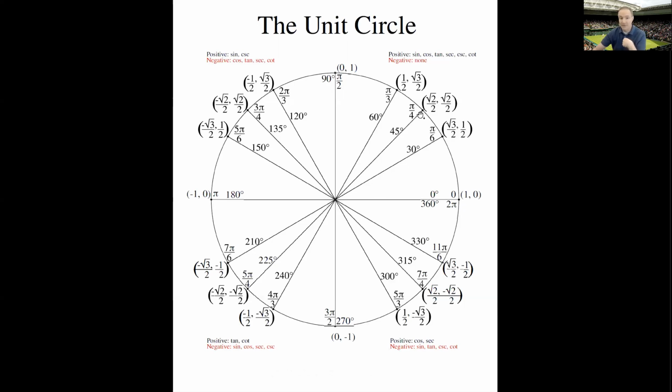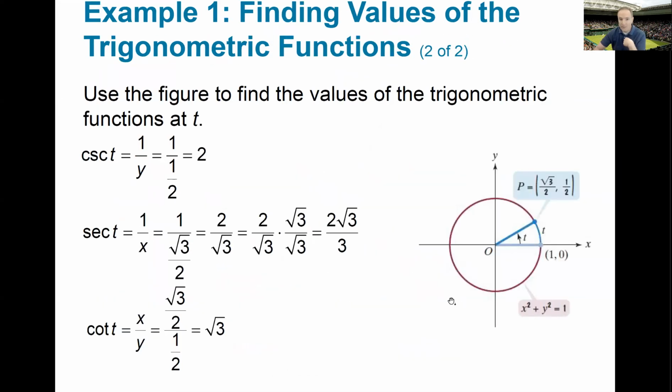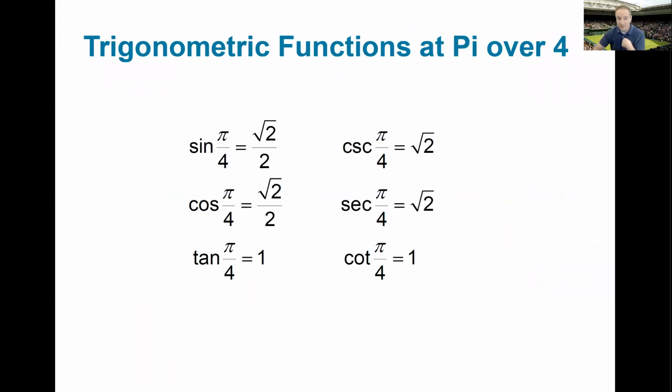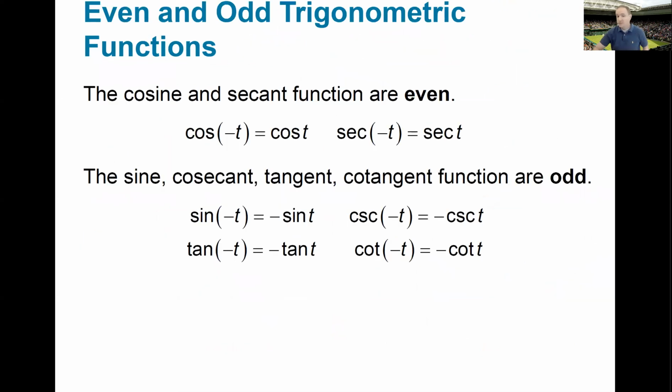So the same thing happens at pi over 4. Sine of pi over 4 is square root of 2 over 2. What's the sine of negative pi over 4? It's the negative square root of 2 over 2. So all I'm saying on this page when I'm talking about the even and odd functions is what you should be able to see just by looking at the unit circle.